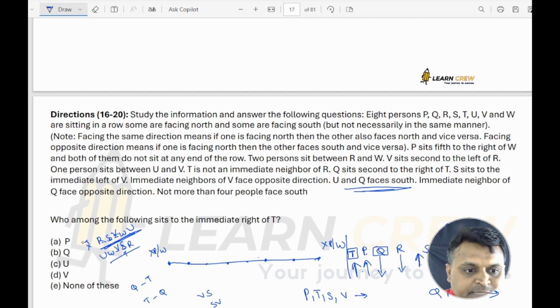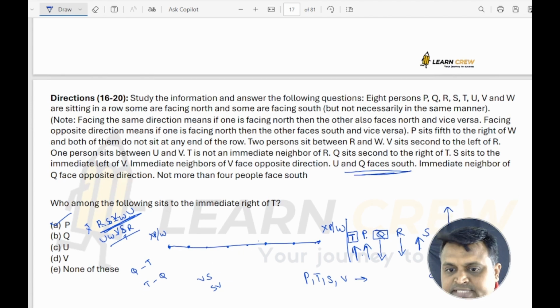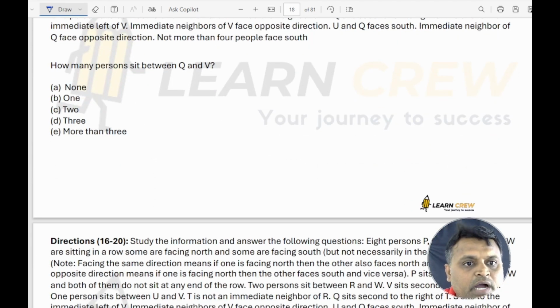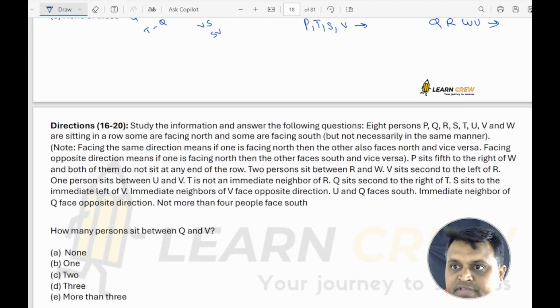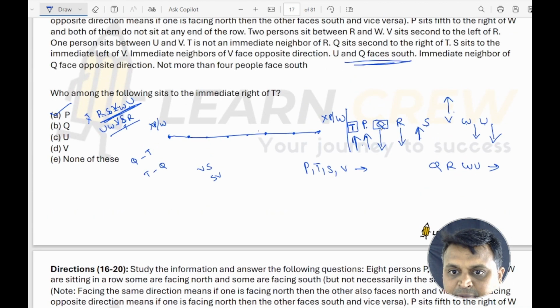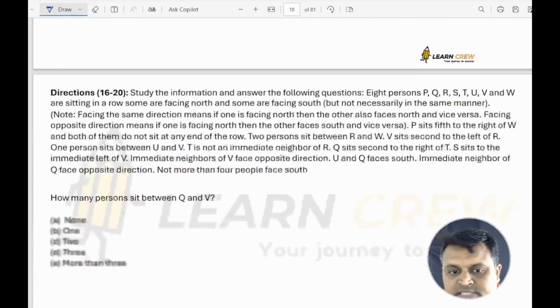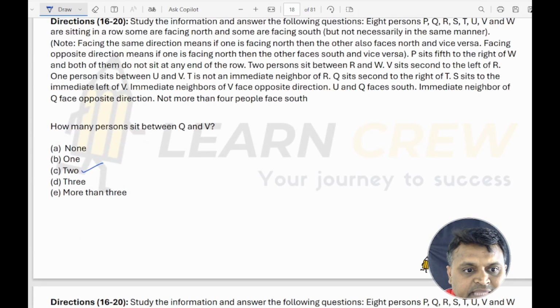Who among the following sits to the immediate right of T? Who is it? P. So answer is P. Next, how many persons sit between Q and V? Between Q and V, you have 2 persons, R and S.